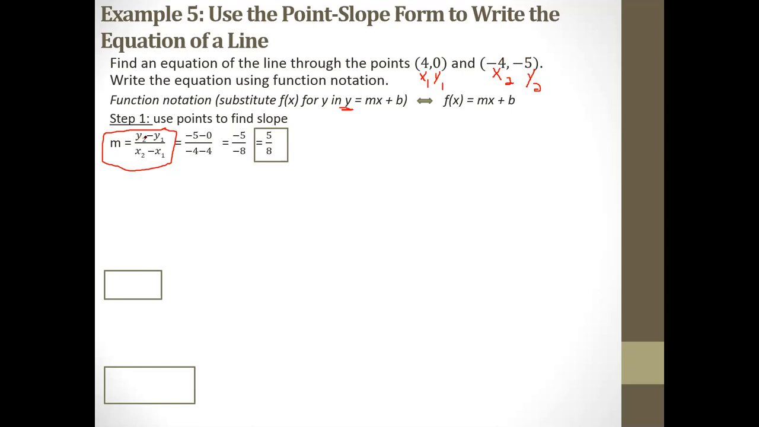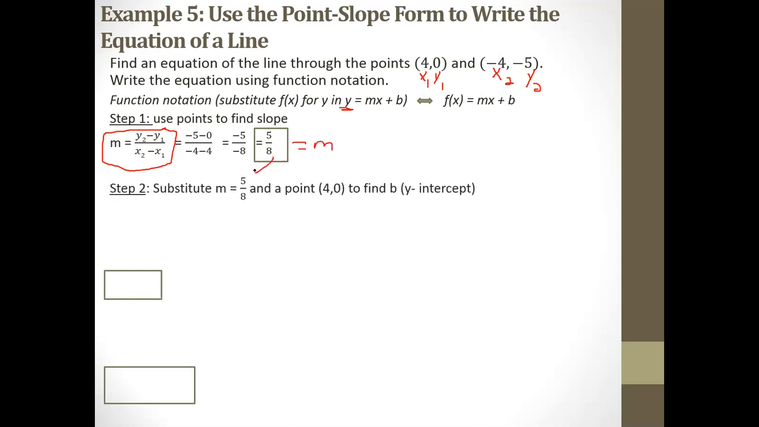And then look at our formula. In the numerator, we have y sub 2 minus y sub 1. We just simply substitute the numbers. Our y sub 2 is -5, so in the numerator, -5 minus y sub 1, which is 0. In the denominator, x sub 2 minus x sub 1. Our x sub 2 is -4, minus our x sub 1, which is 4. And then we simplify. -5 minus 0 gives us -5 in the numerator. -4 minus 4 gives us -8 in the denominator. -5 divided by -8 is 5/8. So this is our slope.